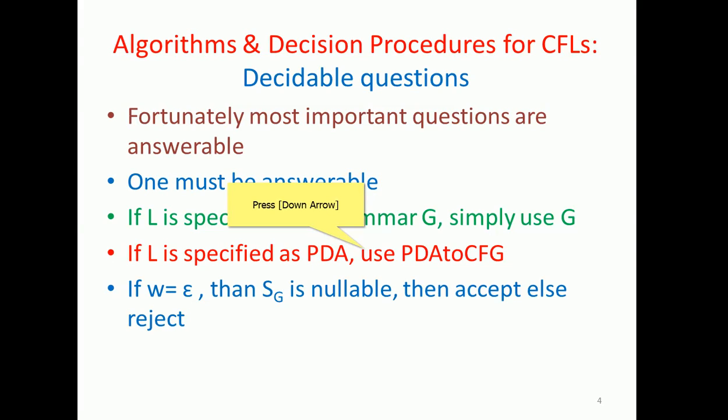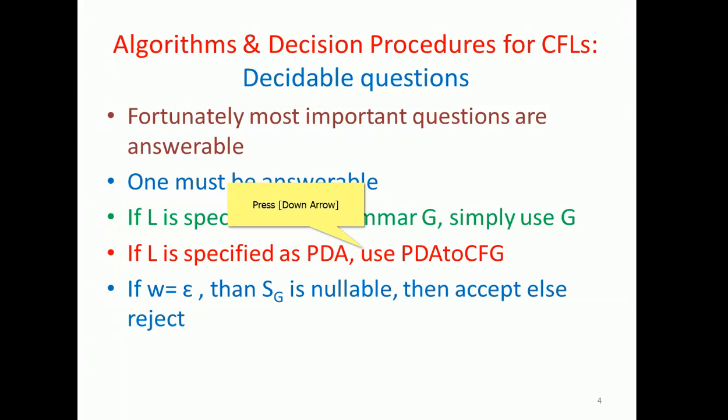Here the question is clear. If you find that the grammar is nullable, then you can accept it, or otherwise reject it. There is no dilemma here, no contradiction. There is clarity. If it is nullable, accept it. The acceptance or rejection is clear. It is answerable.